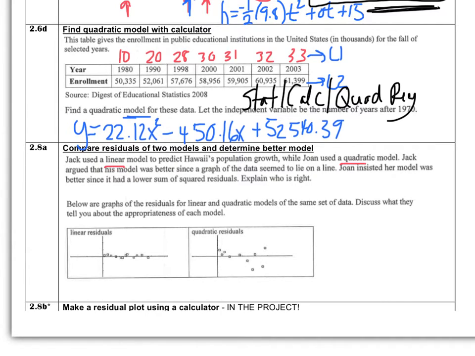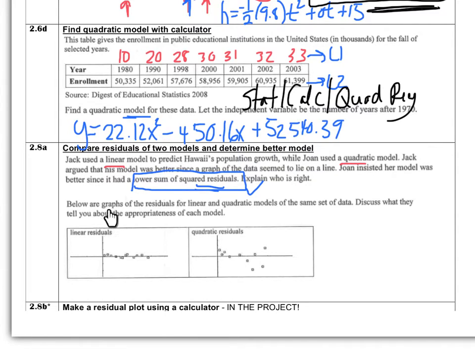Explain who is right. Now it looks as though when Jack did it, he thought that his line crossed many of the points and it looked great. But again, Joan had the lower sum of the squared residuals. The lower sum of the squared residuals always wins over anything. You cannot rely on what the picture says. What the numbers kick back is going to be the right answer. So in this case, it's Joan.